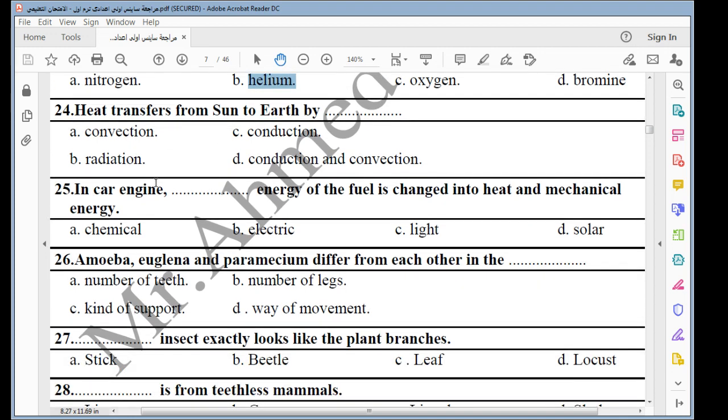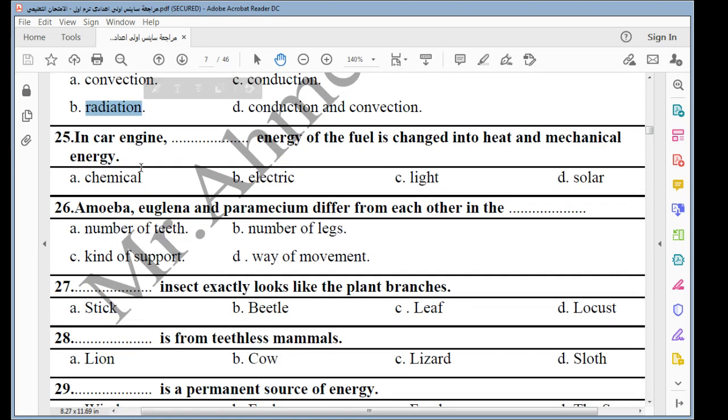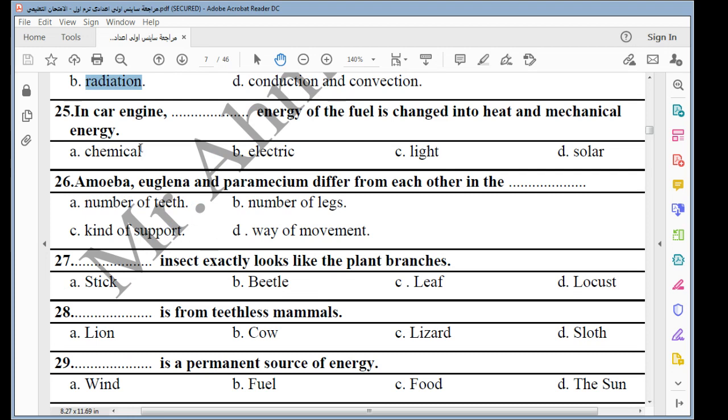24 heat transfers from sun to earth by. تمام by ايه؟ radiation. 25 in car engine space energy of the fuel is changed into heat and mechanical energy. تمام هتبقى ايه؟ electric energy.